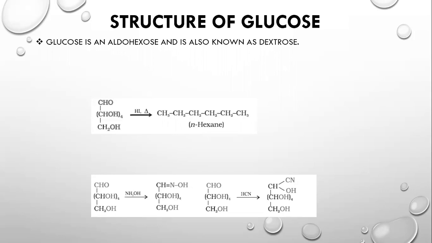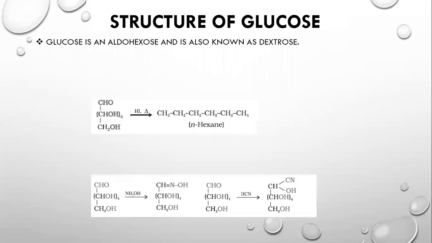So here we are saying glucose is an aldohexose. Aldohexose means an aldehyde present in a hexane, where hexane means six carbons are arranged, containing CHO as an aldehyde group. That is why it is called an aldohexose. In another way, it can be called dextrose. Dextrose means it will rotate towards the clockwise direction, from your right side. That is your dextrose.